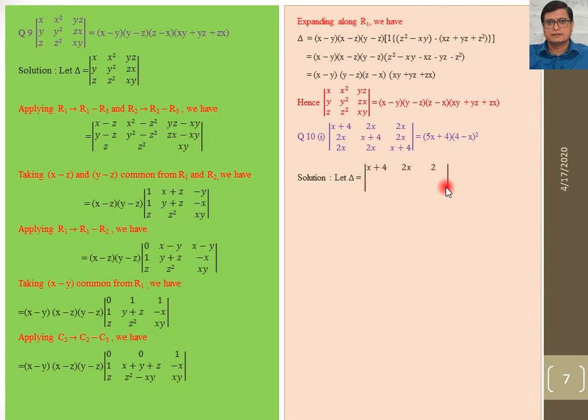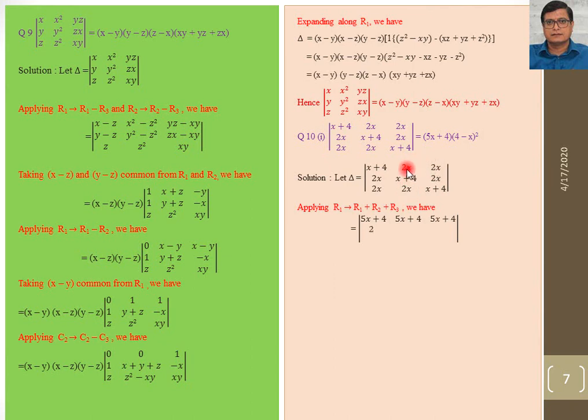contains these elements. So we can start the solution of this question. Either we can use the row operation or column operation, because in both the conditions we can get the same value. So I am using the row operation R1 plus R2 plus R3. When we add R2, R3 in R1, we get the equal value in R1 here. 5x plus 4, this is the equal value in R1.